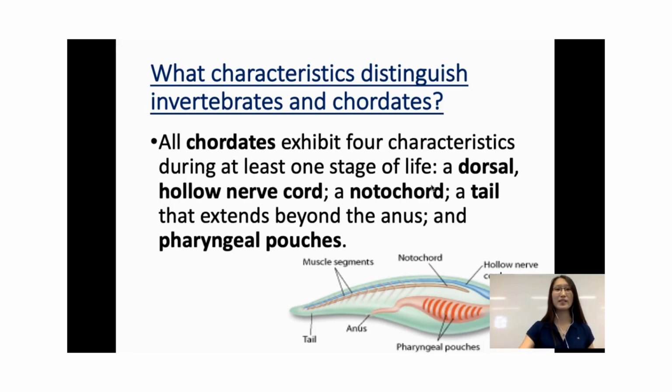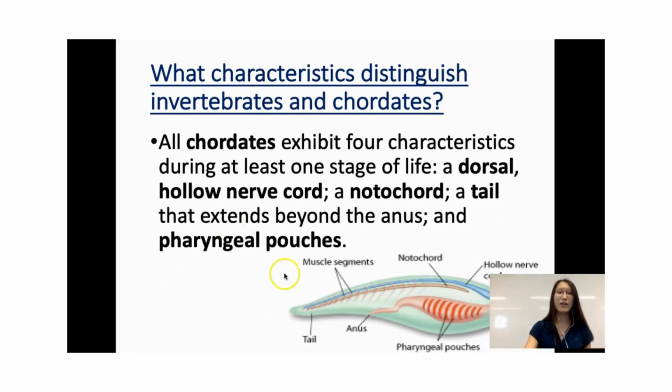But these 4 characteristics are a dorsal hollow nerve cord. So dorsal means the back of you, ventral means the front, anterior is the head, posterior is the feet. So you need to know those directions of the body plan as well. A notochord, which also kind of turns into the nerve cord, the spinal cord area, and then a tail that extends beyond the anus. So right now we don't have a tail, but at one point during our development as an embryo there was a tail, and then it goes away.